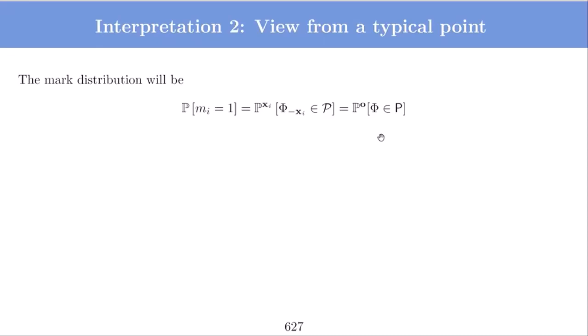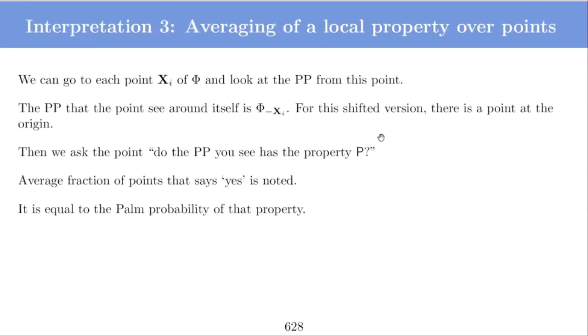Okay. The third interpretation would be, instead of actually going to one point, you can also compute the average over all points to get the average mark distribution. Okay, and that will also give you the same Palm probability.